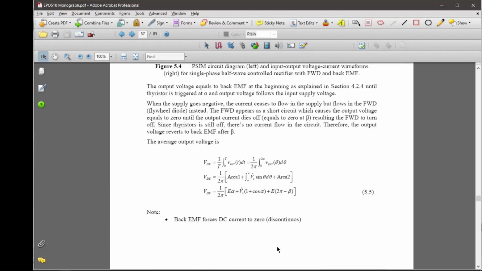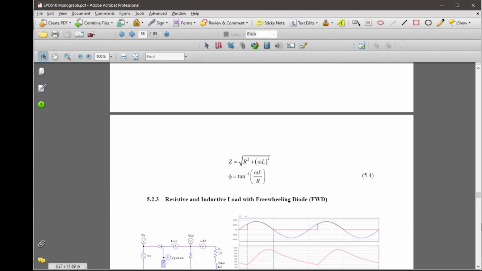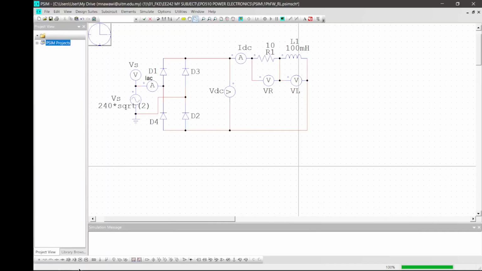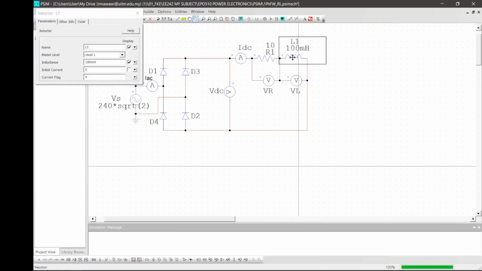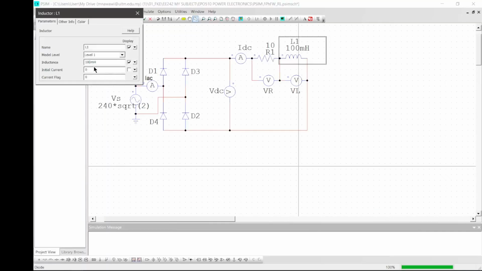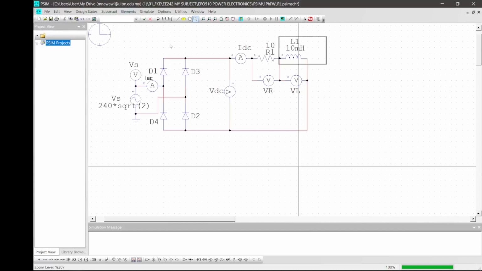So let's look at the current. Let's look at one example. Let's say we have this situation. Let's say we start with 10 millihenry. R plus L, R is 10. We have 240 volt RMS, sorry, with uncontrolled.